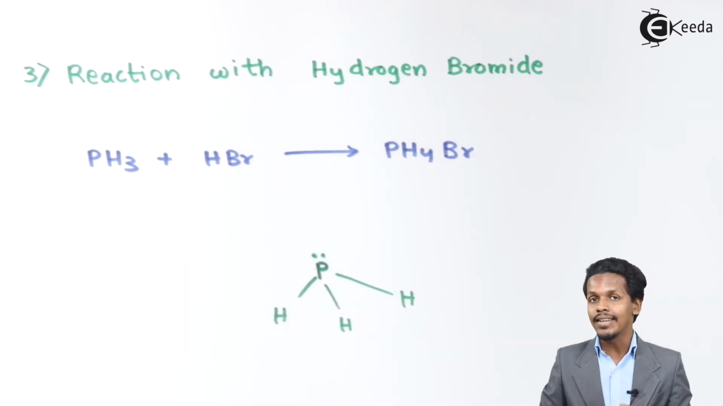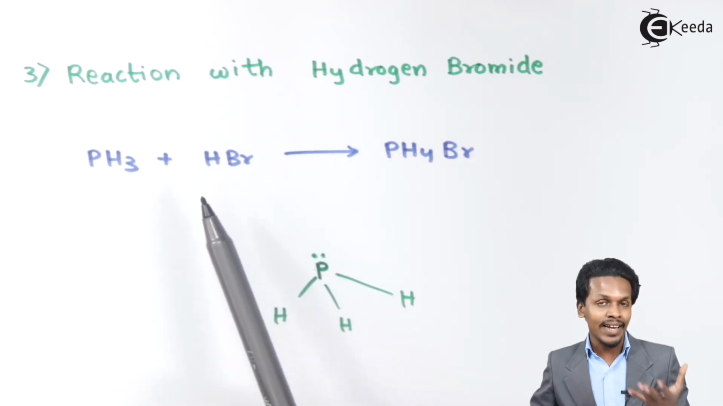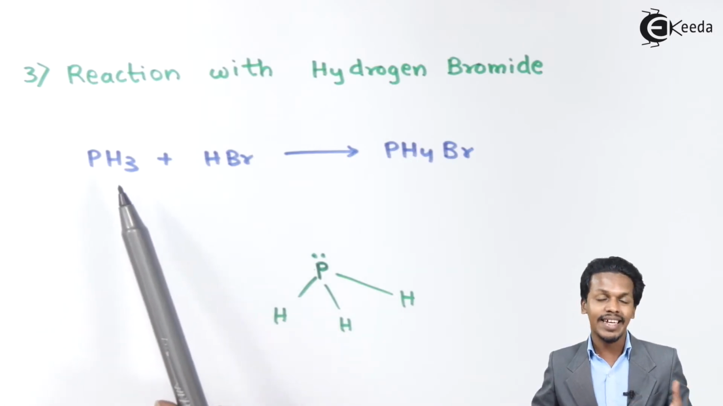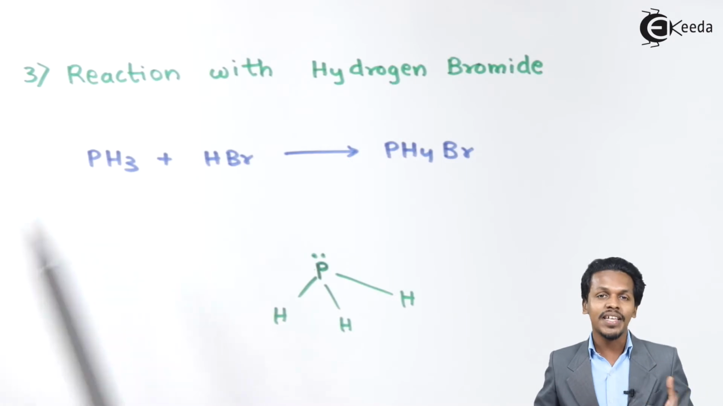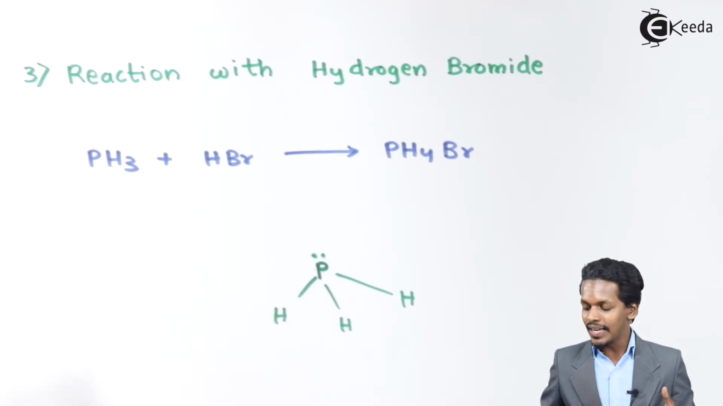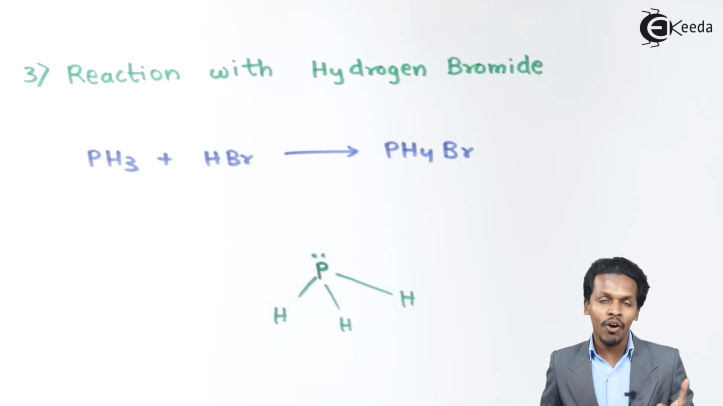This clearly indicates that if HBr is acting like an acid, then PH3, that is phosphine, acts like a base. It is not that basic compared to NH3, but still this shows the property of phosphine that it is like a base. So this was the reaction. Now let us move on to the next one.